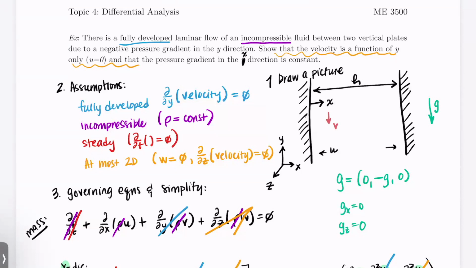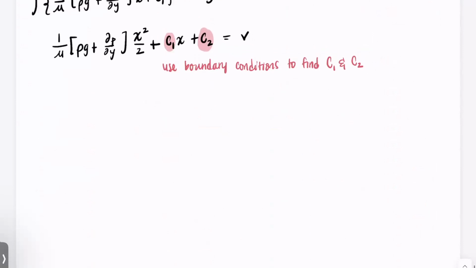Any ideas? What would be happening to v at the wall? We have a no slip condition, which means our velocity has to be 0 at the wall, at both of the walls. So we have a no slip boundary condition at both walls. So we have that v is equal to 0 at x equals 0 and v equals 0 at x equals h.